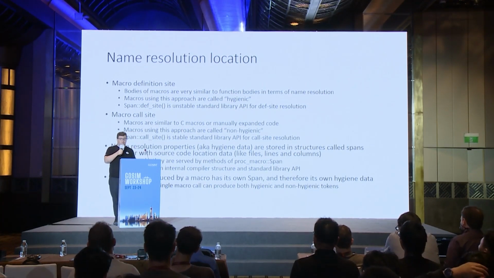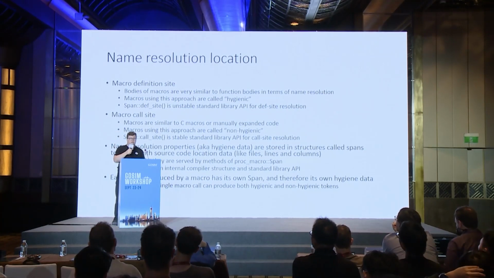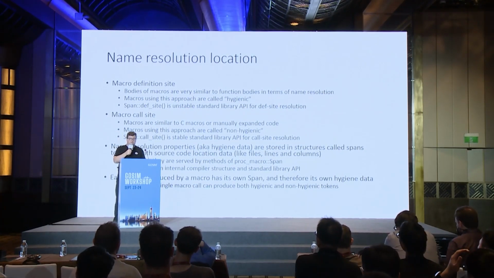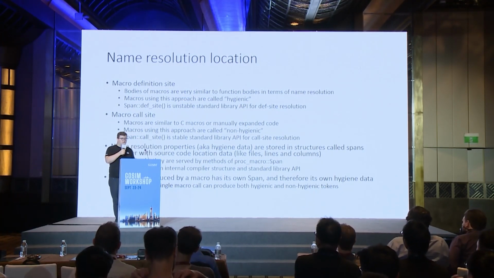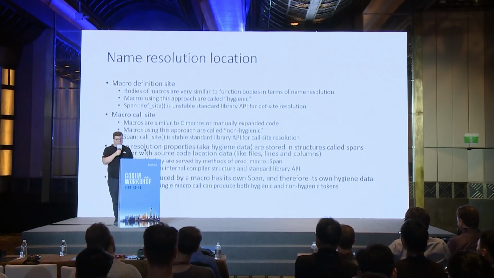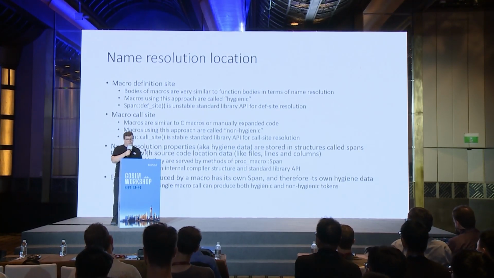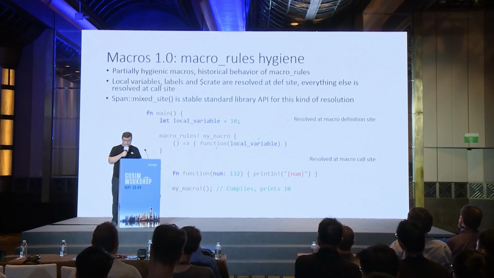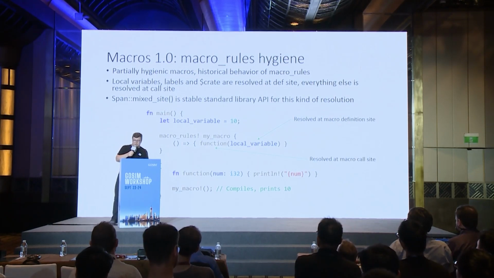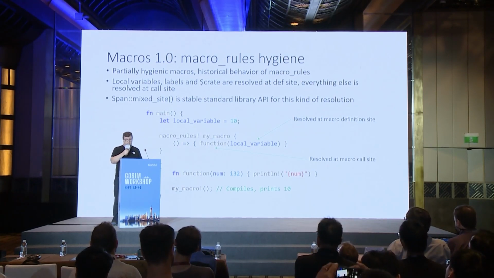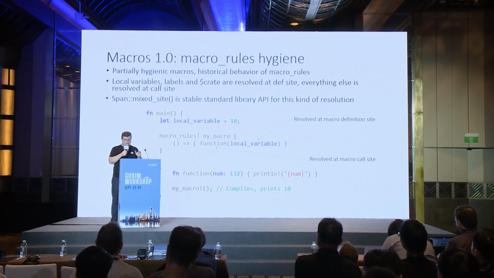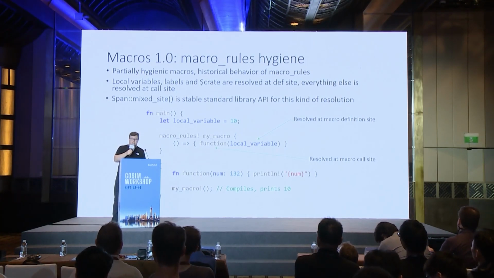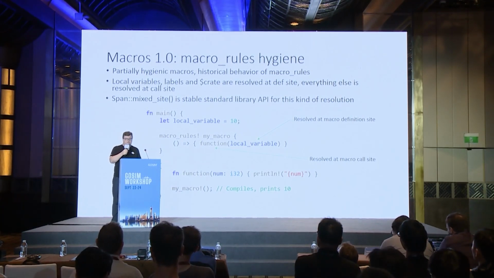Each token produced by a macro has its own span, so we can attach hygiene information in a very fine-grained way, and a single macro can produce both hygienic and non-hygienic tokens. Here is a curious example. The currently existing macro rules in Rust are partially hygienic: local variables and some other things are resolved at definition side, but most names are resolved at call side.